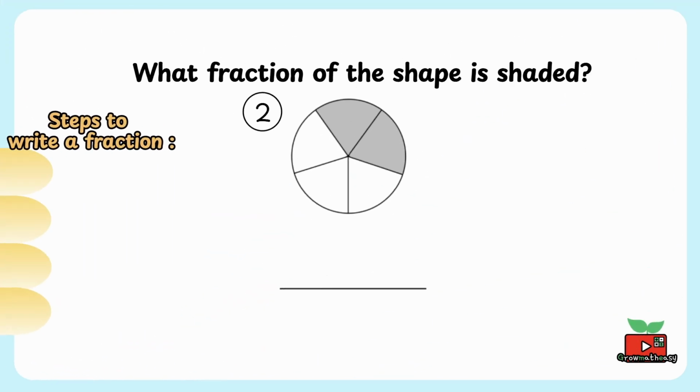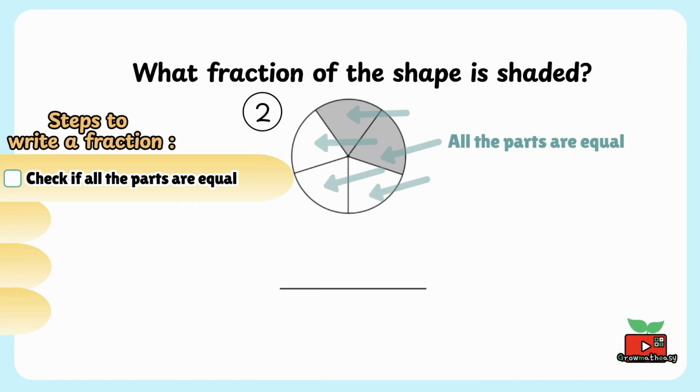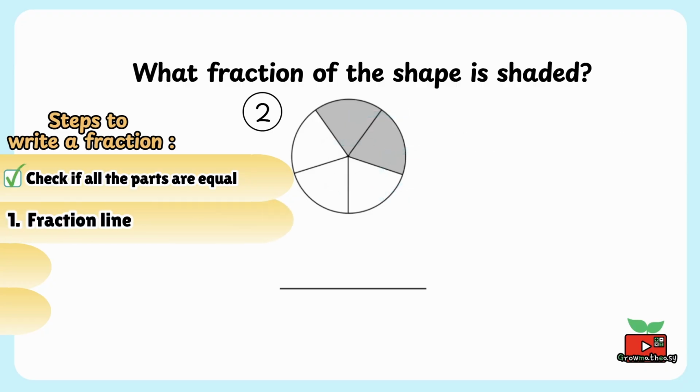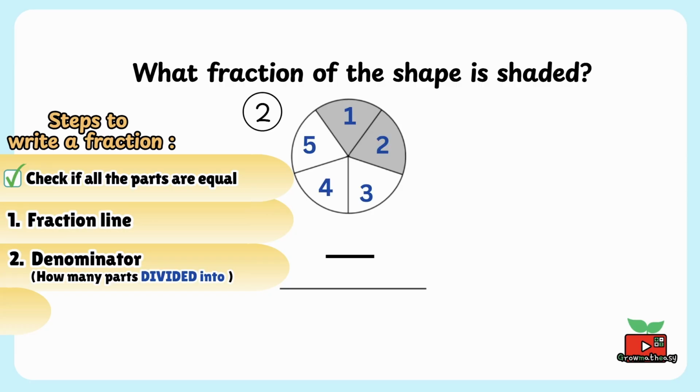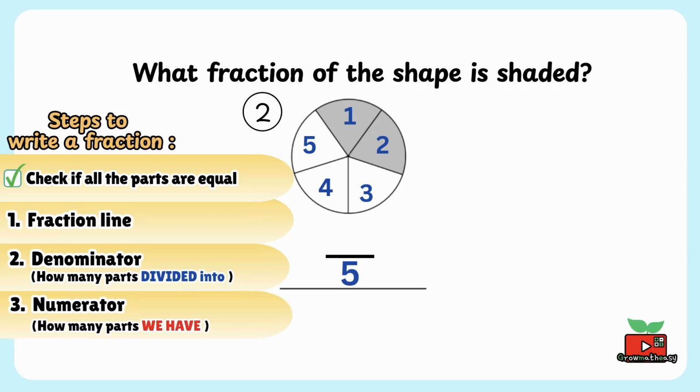Another example, look at the shape. Check if all the parts are equal. Yes, they are all equal. Then we draw a fraction line. Then we count how many equal parts the shape is divided into. 1, 2, 3, 4, 5. So we write 5 as the denominator. And we count how many parts we have. 1, 2. So we write 2 as the numerator. So the answer is 2/5.